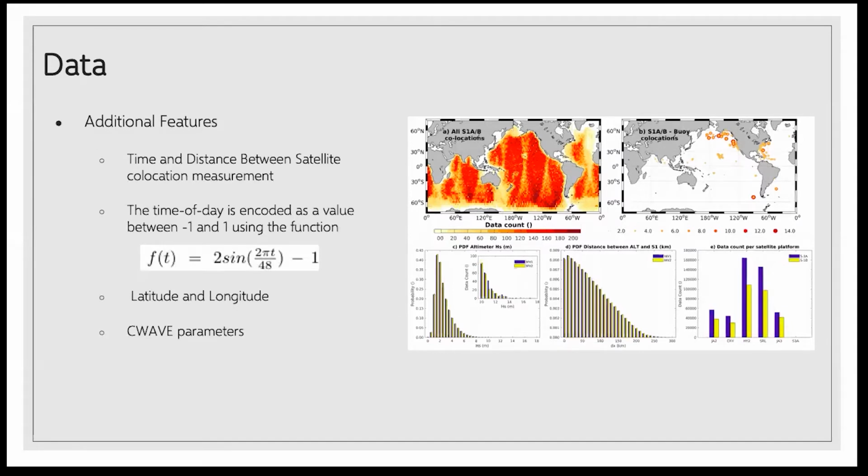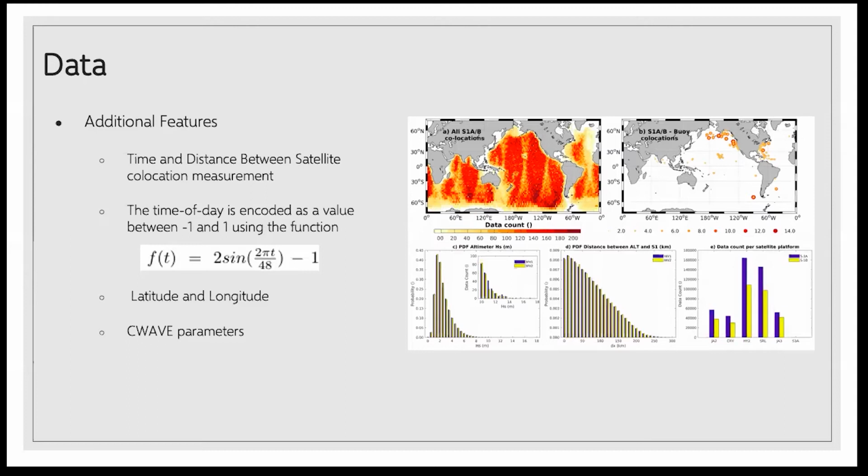We also use additional features in our model. And these include the time and distance between satellite co-location measurement and so between the Sentinel-1 and the altimeter data points. And obviously when we're predicting new data points, we would set these both to 0 because we would like the real time and the measurement of this particular location.